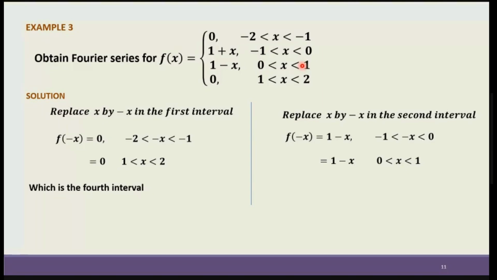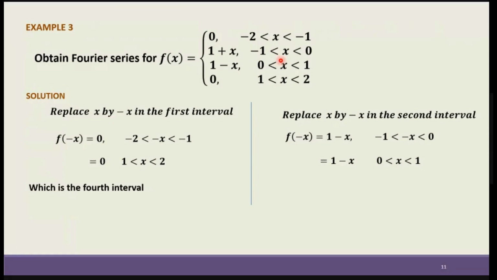Even function है, ठीक है। उसके उल्टे साइड, when I have -2 less than x less than -1 में अगर 0 है, तो 1 लेस देन x लेस देन 2 में भी 0 ही है यहाँ पे। सिमिलरली यहाँ पे 1 + x है, अगर x को -x पुट करेंगे तो 1 - x आ जाता है। This is the opposite of this. That we say that it is symmetric about the y-axis. The even functions are symmetric about the y-axis. That is why when we put x is equal to -x in the first interval, we are getting the fourth interval. Similarly, x equal to -x in the second interval, we are getting the third interval. So it is an even function.